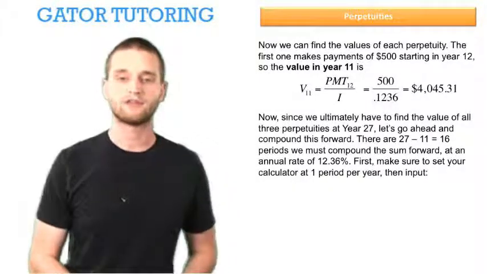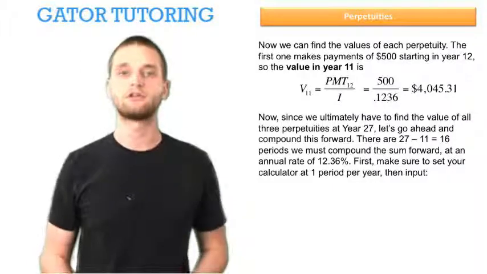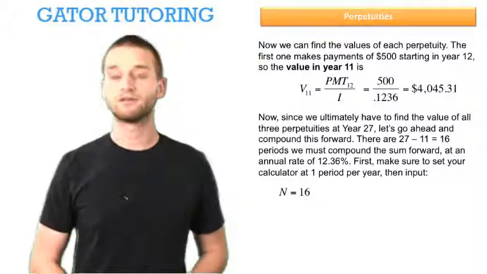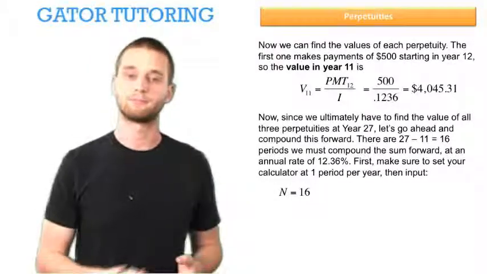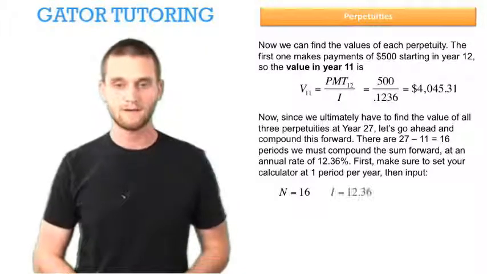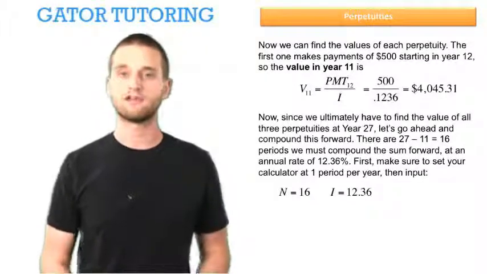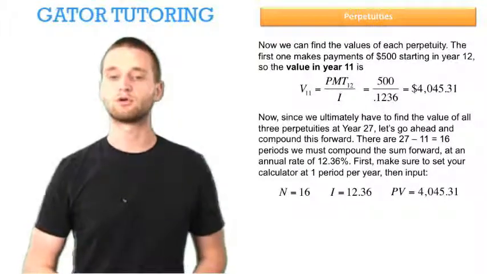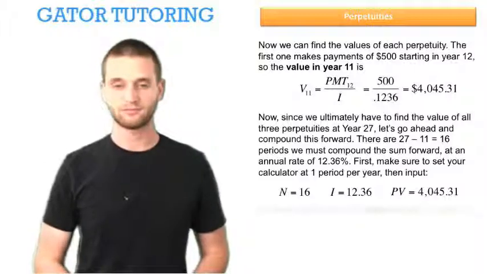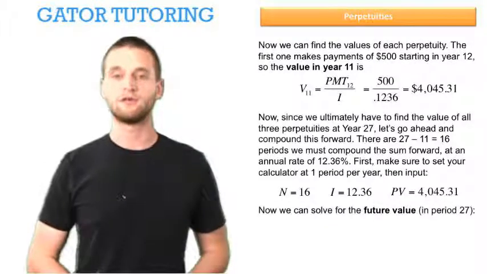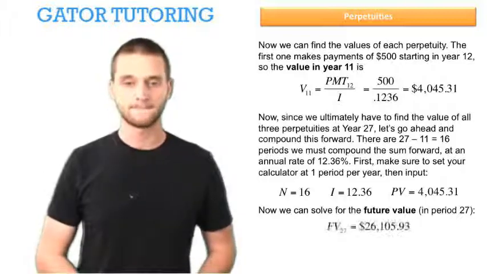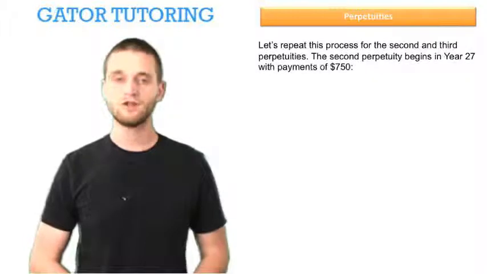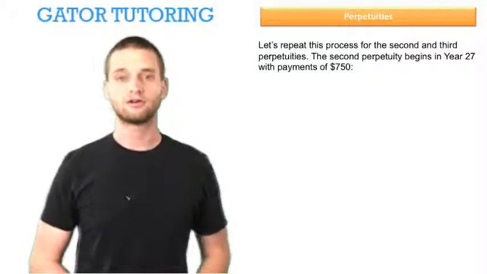So first, make sure to set your calculator to 1 period per year, because we're going to use our financial calculator to compound this value forward. Then we can input 16 in for n, since there are 16 years from period 11 to period 27, 12.36% for the interest rate, and the present value we just found to be in period 11 is $4,045.31. Now we can solve for the future value, which is going to be in period 27, and it's going to be $26,105.93. Let's repeat this process for the second and third perpetuities.